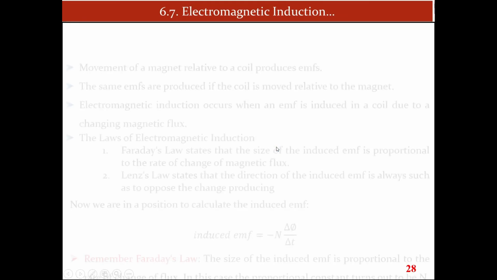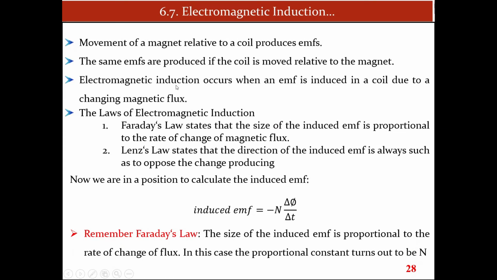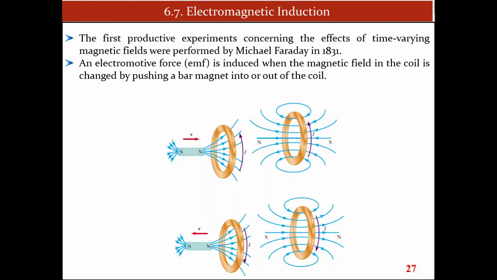Okay, now let's proceed to the next one. Movement of a magnet relative to the coil produces EMF. When the magnet goes towards the coil or away from the coil, it produces an EMF. The same EMF is produced if the coil is moving relative to the magnet. Let's go back and see.